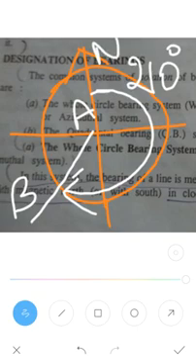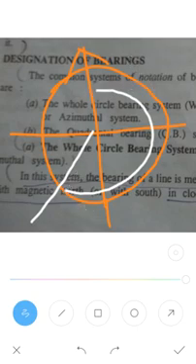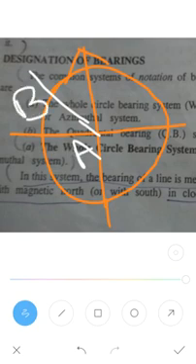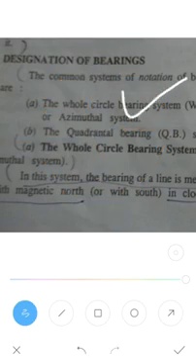Now another survey line is here. Again the angle will be taken from here to here. What is this angle? Maybe 270 degrees. So you are going around a whole circle, circling the circle, and that is called whole circle. This type of system is known as whole circle bearing. Next we will see about the quadrants.